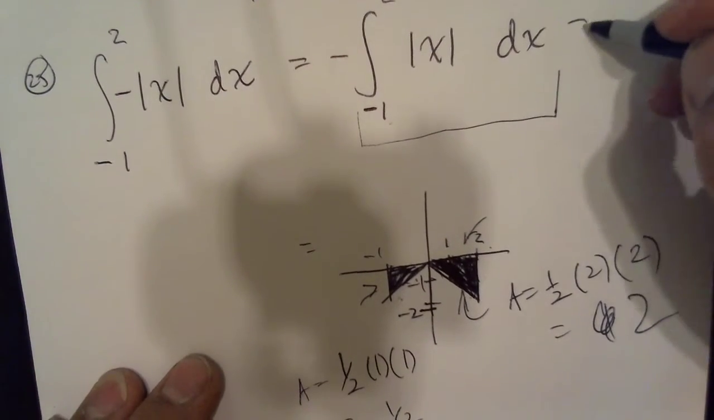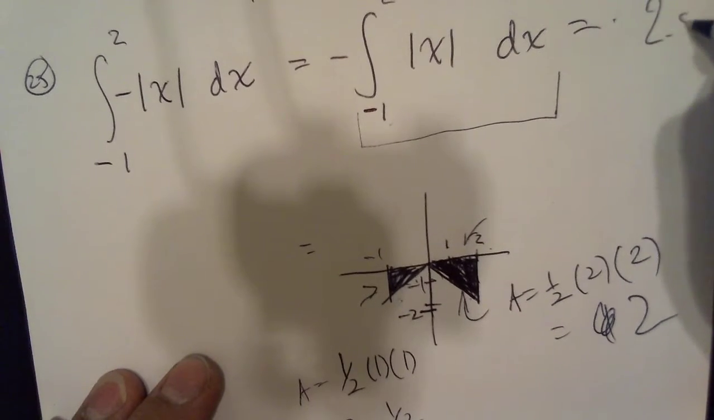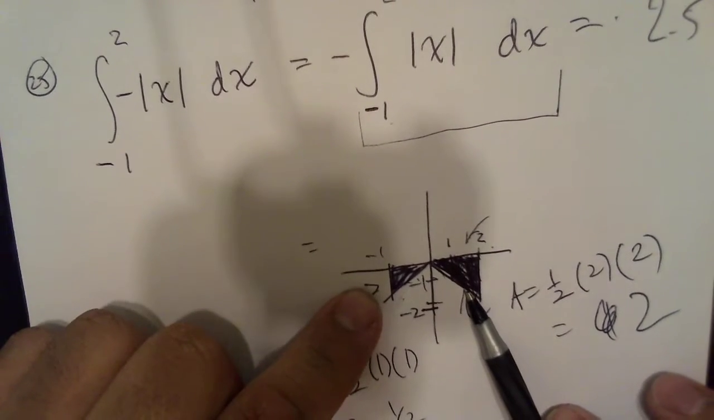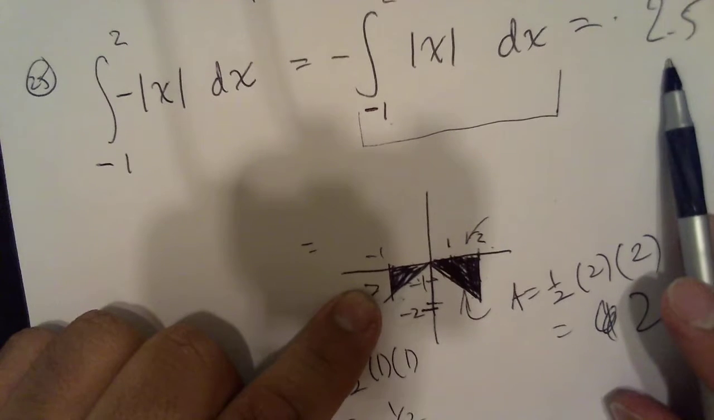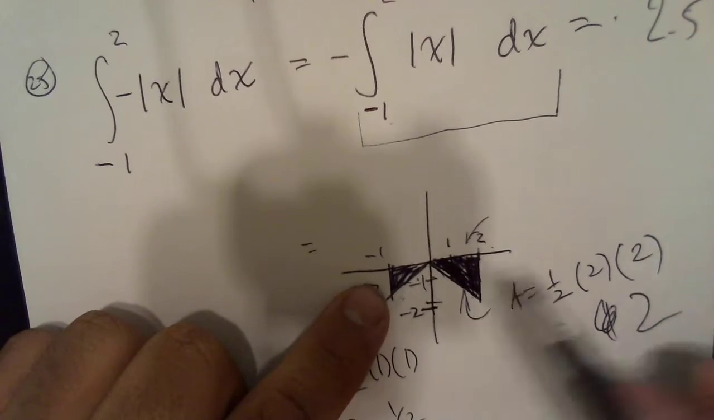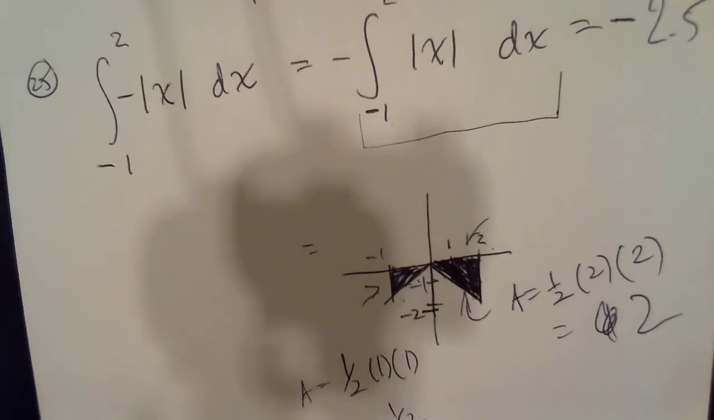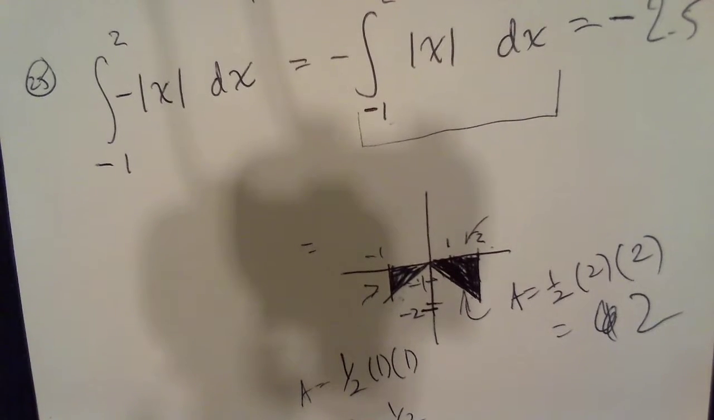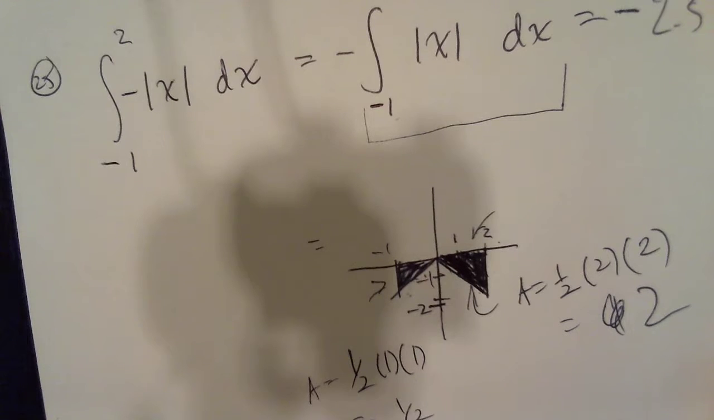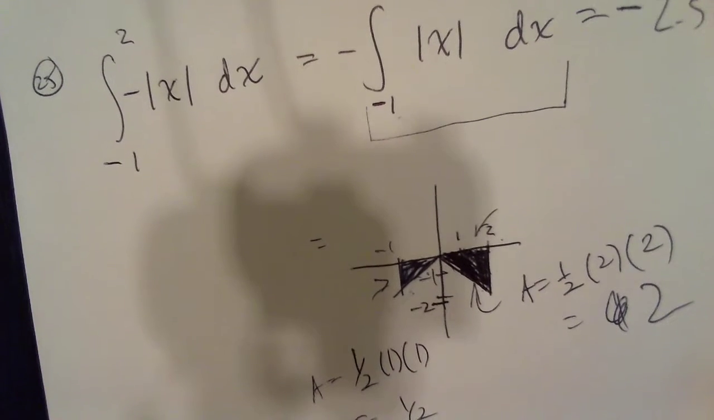Okay, so our total area is going to be 2.5, right? And since it's below, so that's our area, right? And if it's below the x-axis, we'll put that negative in front. So it's -2.5. Okay. All right. Any questions on this one or another example you guys would like me to do?